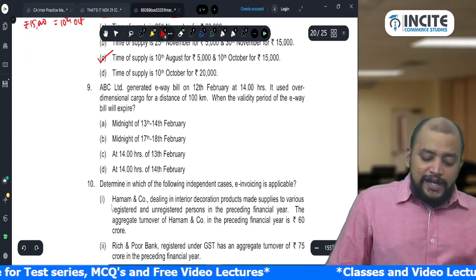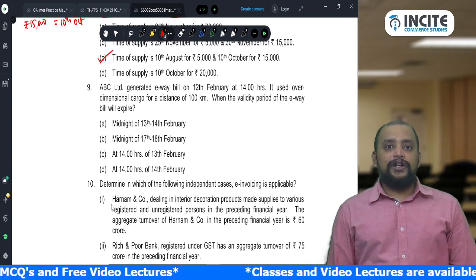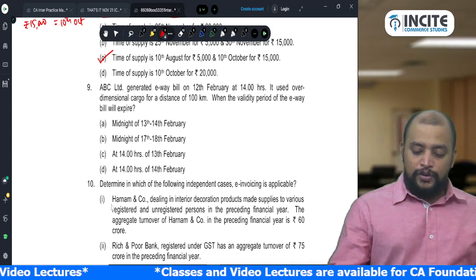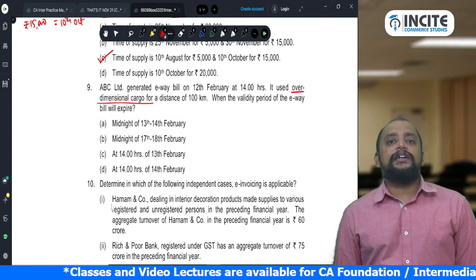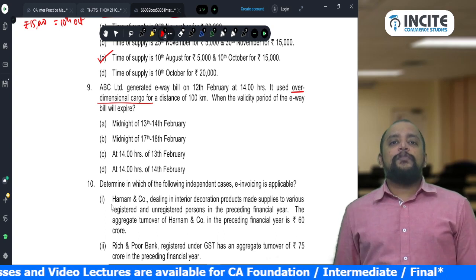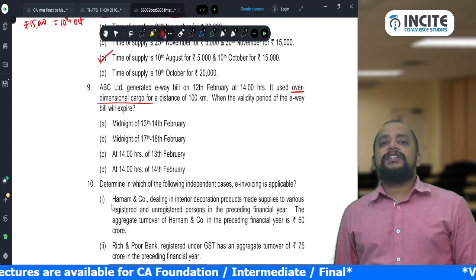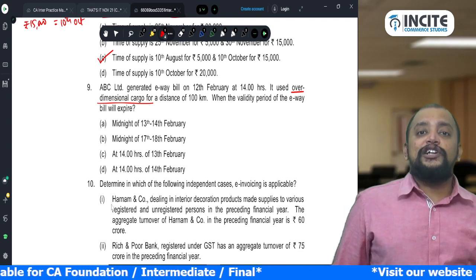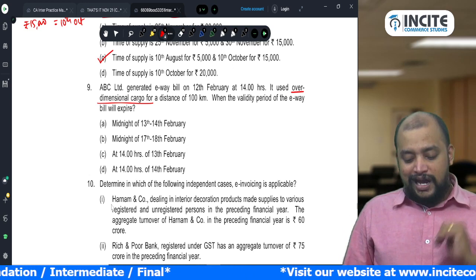Then ABC Limited generated an e-way bill on 12th February at 14 hours, 2 p.m. It used over-dimensional cargo for a distance of 100 kilometers. So what is the validity of the e-way bill? 1 day in case of over-dimensional cargo or multi-mode transportation where at least one leg of the journey involves transportation of goods by vessel. Okay, in that case, 1 day for every 20 kilometers or part thereof. There we have already completed the e-way bill concept. So in that I have discussed this.